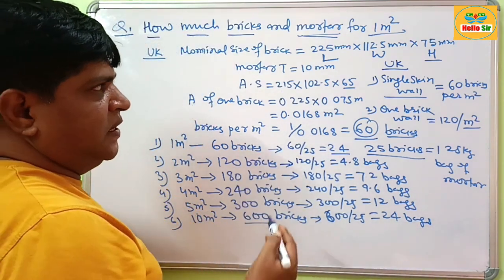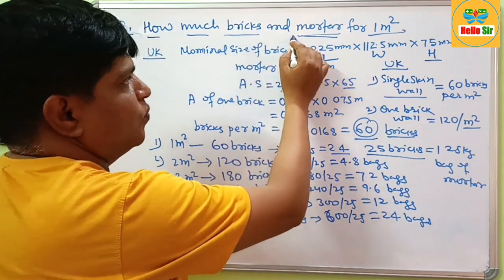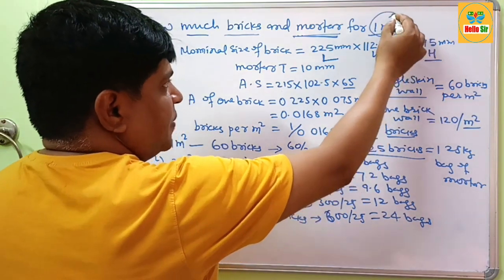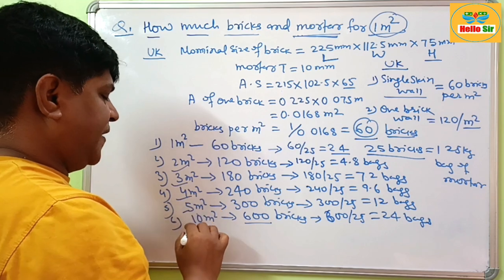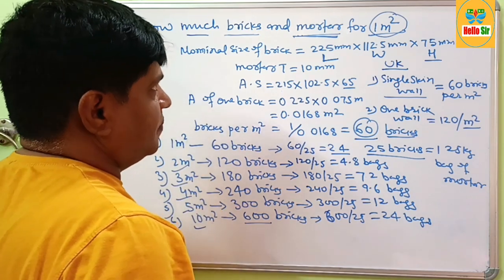By this calculation, you can easily solve how many bricks and how much mortar is required for 1 square meter of brick wall, 2 square meter brick wall, 3, 4, 5 and 10 square meter brick wall, and whatever you have.